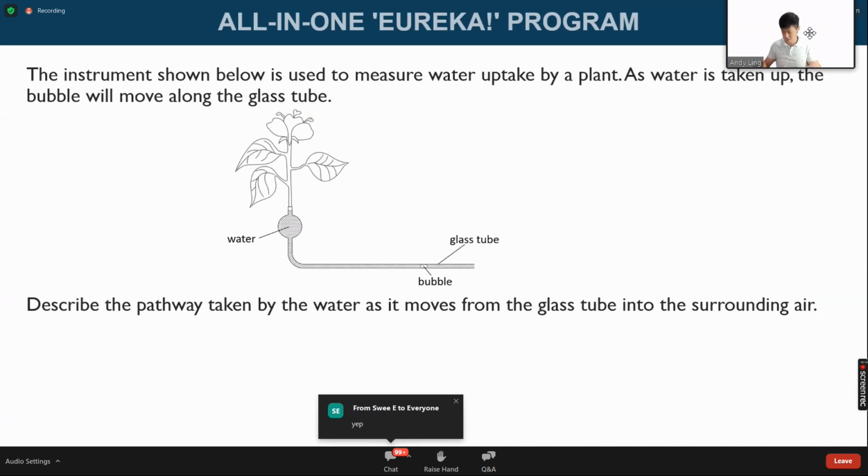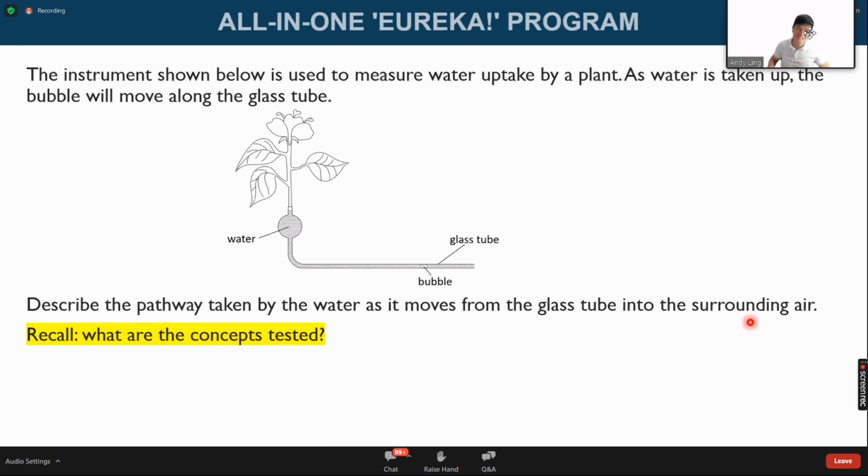Okay, parents, let's have a look at this question. This is about plants. The instrument shown below is used to measure water uptake by a plant. As water is taken up, the bubble will move along the glass tube. Describe the pathway taken by the water as it moves from the glass tube into the surrounding air. So parents, let's recall. Do you know what the concepts tested here are?